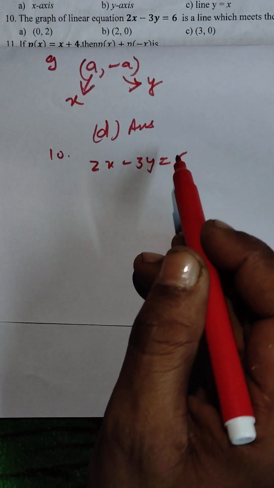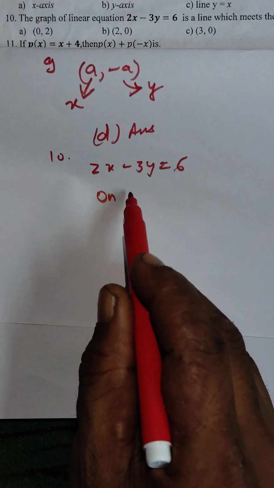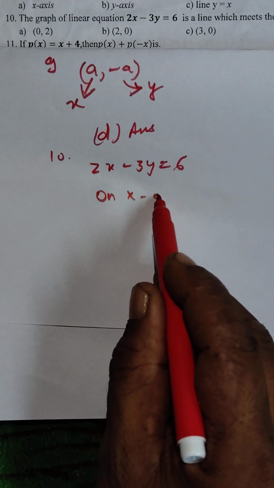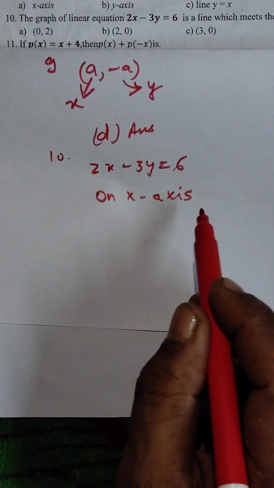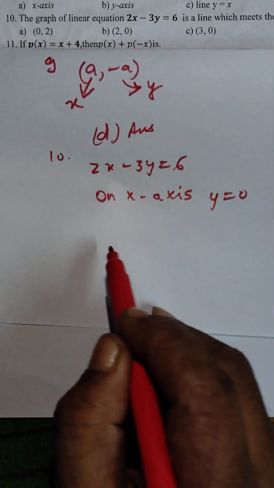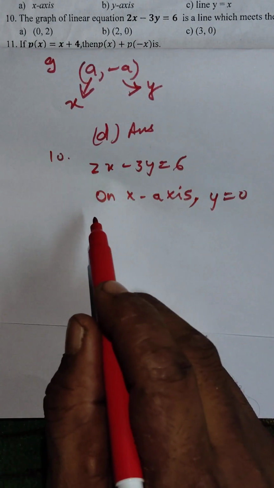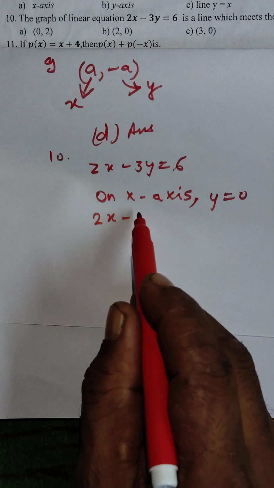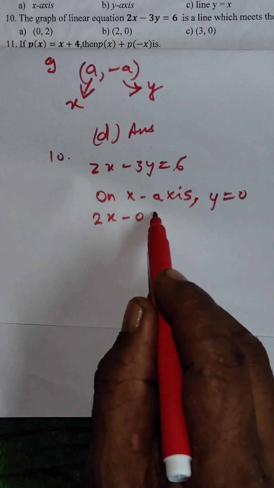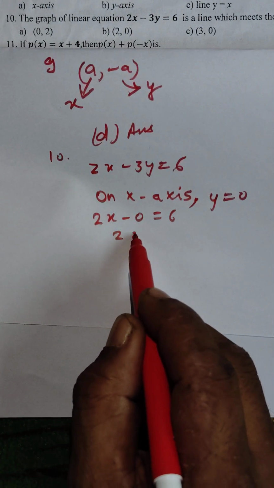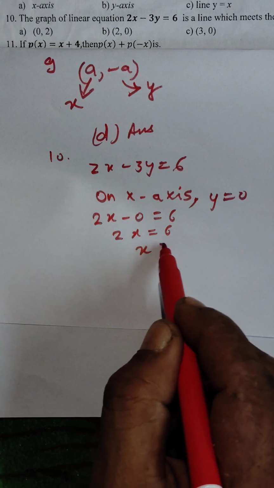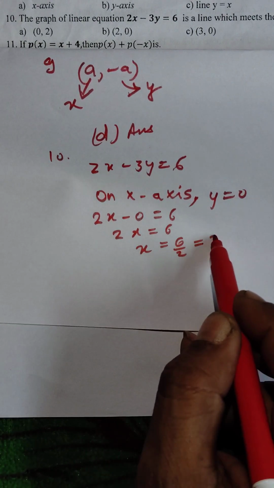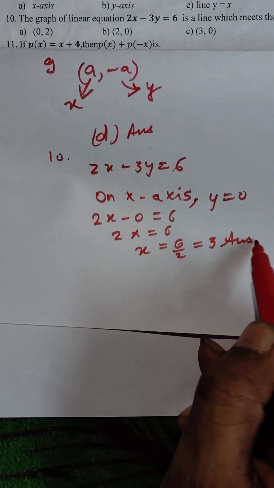So on the x-axis, what is 0? Y. So remember it, the axis is important. On the x-axis y equal to 0. So we plug in the value of y equal to 0. So 2x minus 0, since 3 into 0 is 0, equal to 6. So 2x equal to 6, x gives us 6 over 2, that will equal 3. So this is the answer.